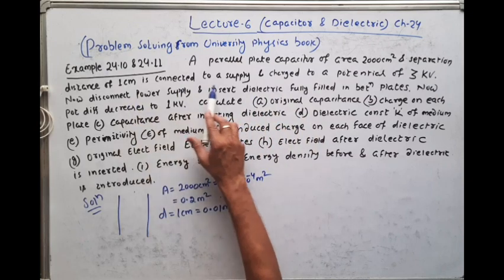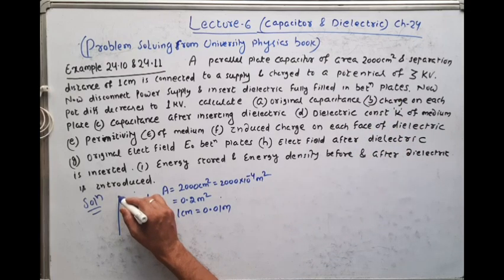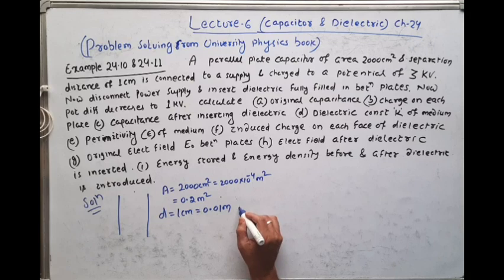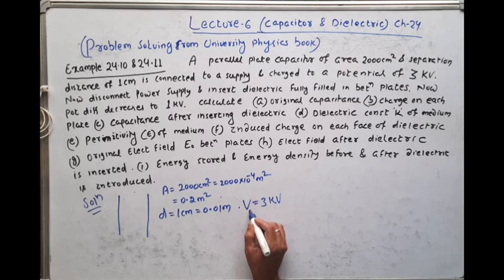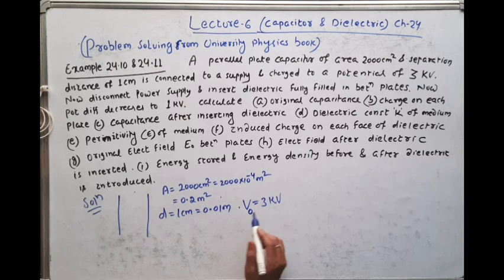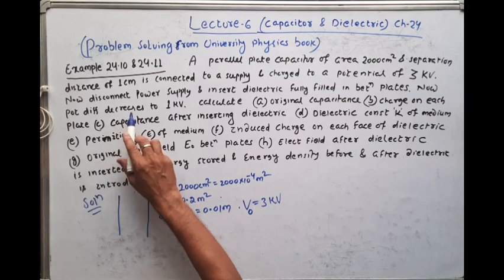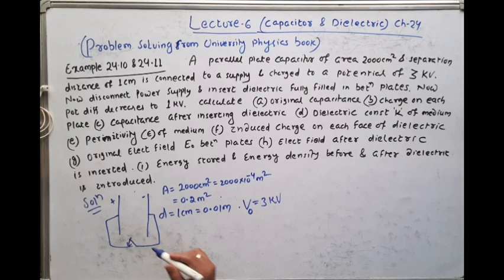This capacitor is connected to a supply and charged to a potential of 3 kilovolt. So this is the original initial potential difference across the capacitor. Suppose initially there is a switch. The capacitor is charged, this is positive charge, this is negative charge. Initially the switch is in the closing position.